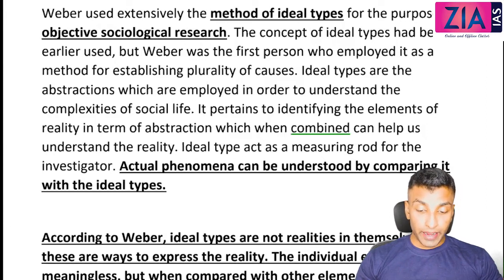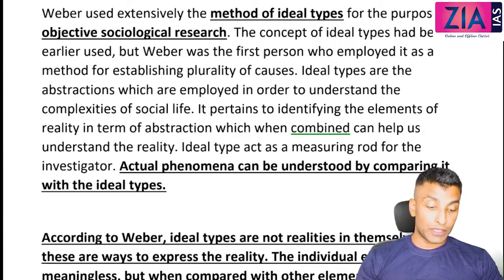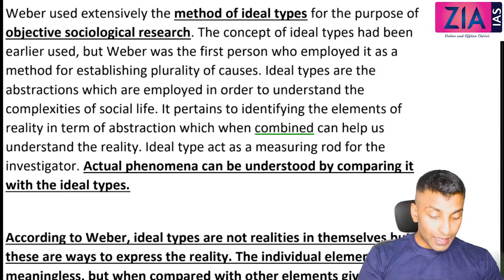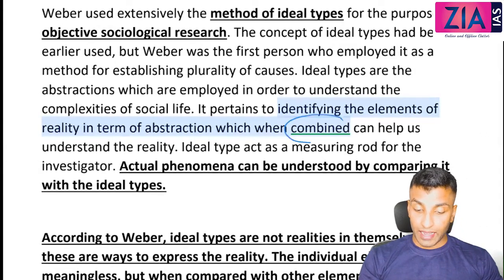It pertains to identifying the elements of reality in terms of abstraction, which when combined can help us in understanding the reality. So this word is very important. If you combine the ideal type, then you can understand the reality. Individual elements may be meaningless.